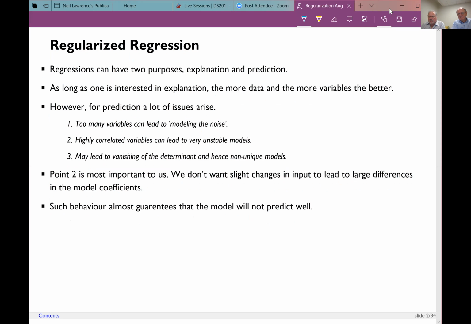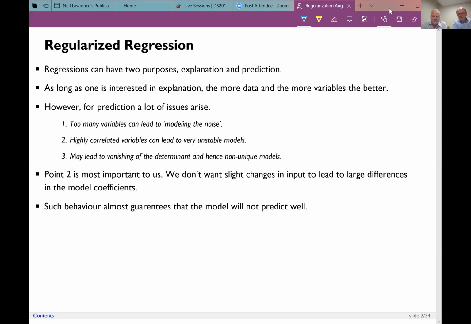Point 2 is the most important because if you have slight changes in the data leading to very large changes in your model, that's evidence that your model isn't going to be good. So we want to avoid that, but your data is your data, so what can you do? And the answer is your model is not your model.